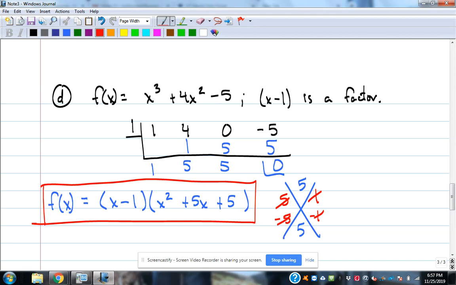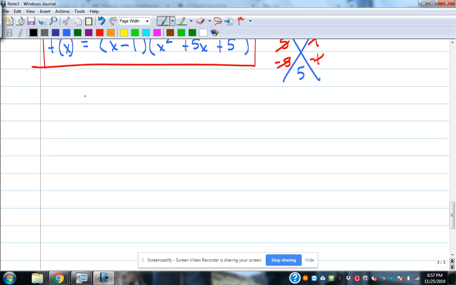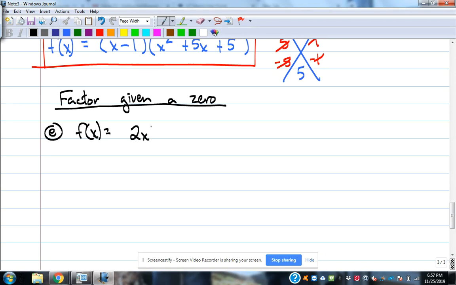Okay. So this is given a factor in the polynomial. Let's take it a little step further, a little closer to where we're headed. Let's factor given a 0. Here's a polynomial, 2x cubed minus 3x squared minus 5x plus 6. K equals 1 is a 0.